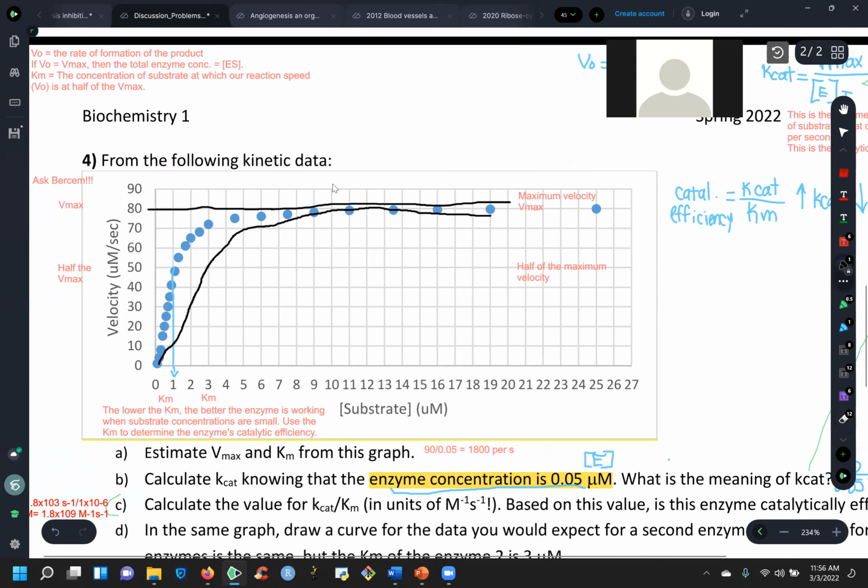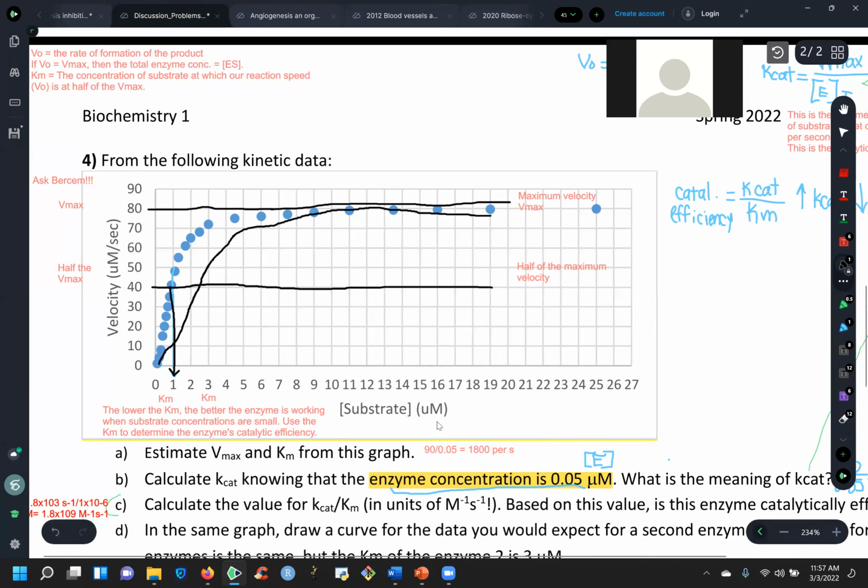So half of the maximum velocity, you guys remember last week, half of that was a really important number, and this is the same thing. So half of the maximum velocity is 40, because we said maximum is like 80. And so wherever that blue line crosses that 40, you're going to go straight down, right? We remember this from last week, it's really easy. And guess what? That's our Km value. That's your Michaelis-Menten constant.